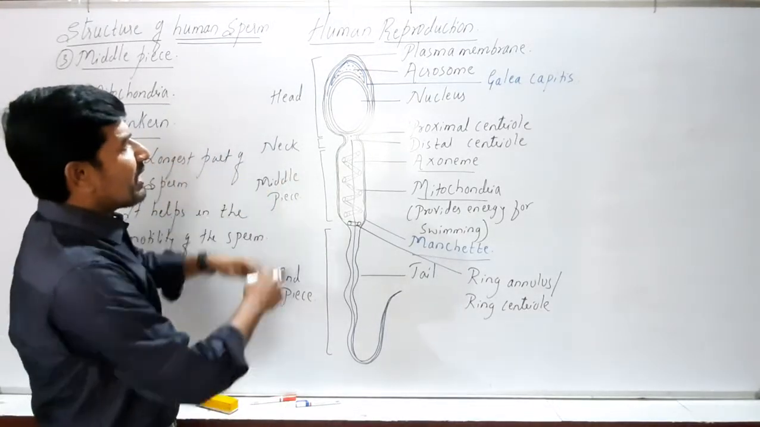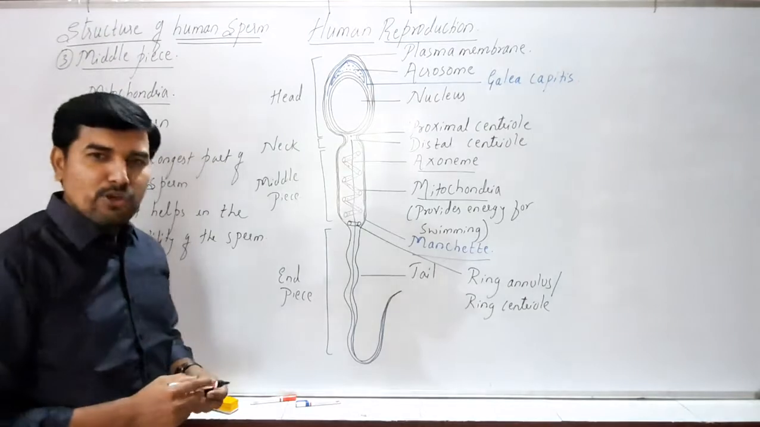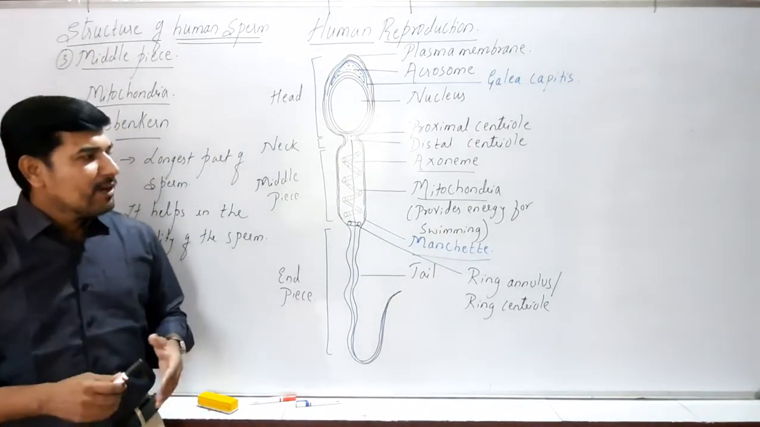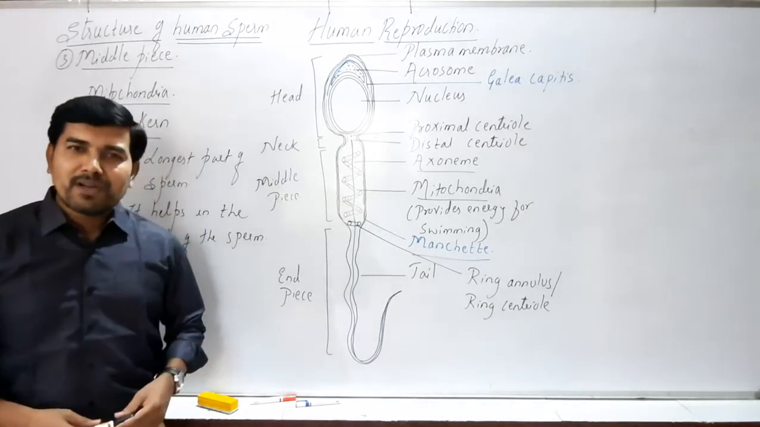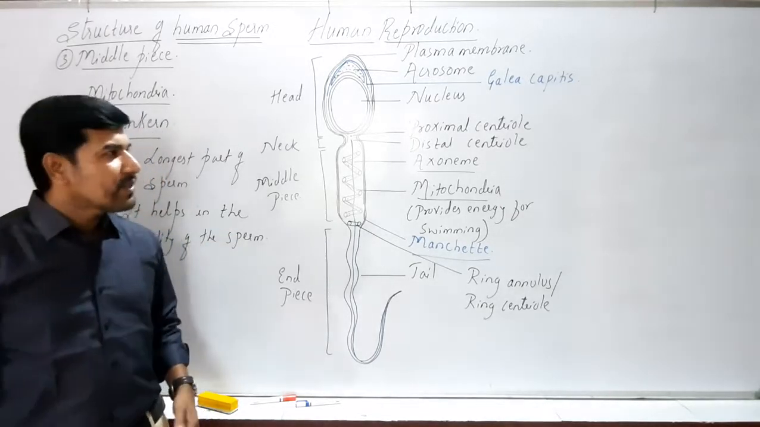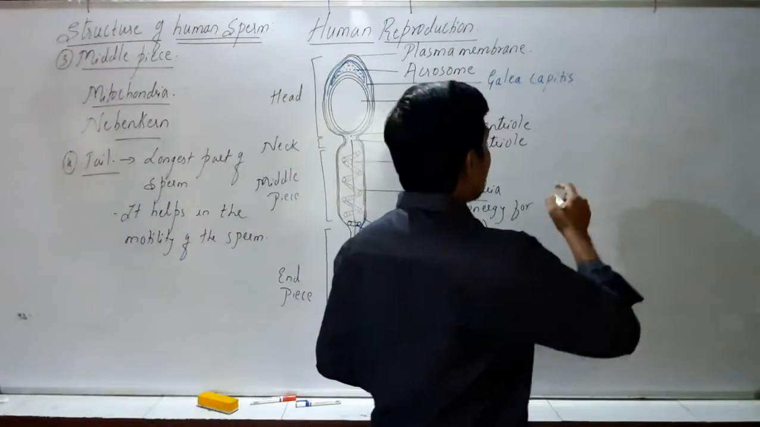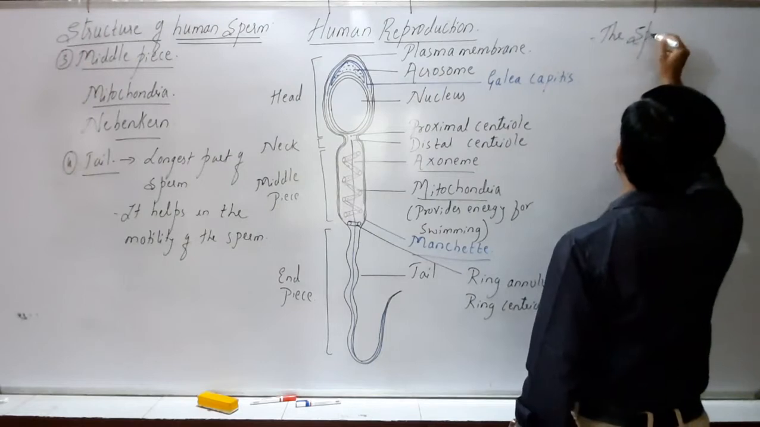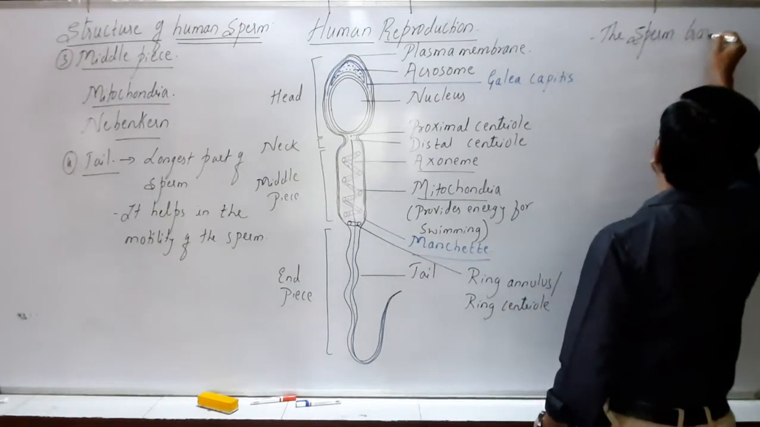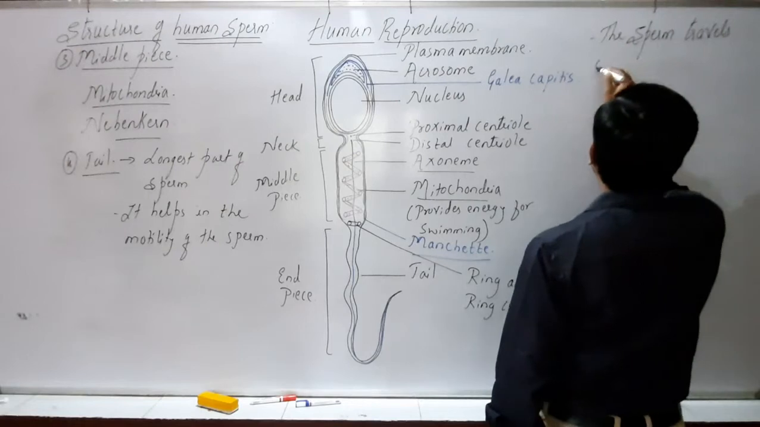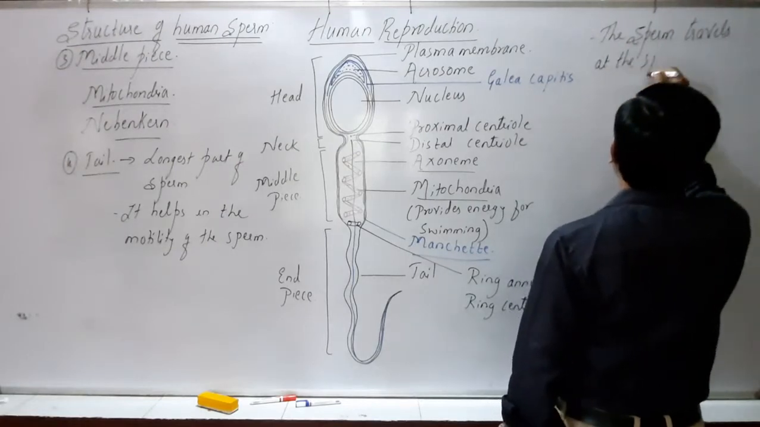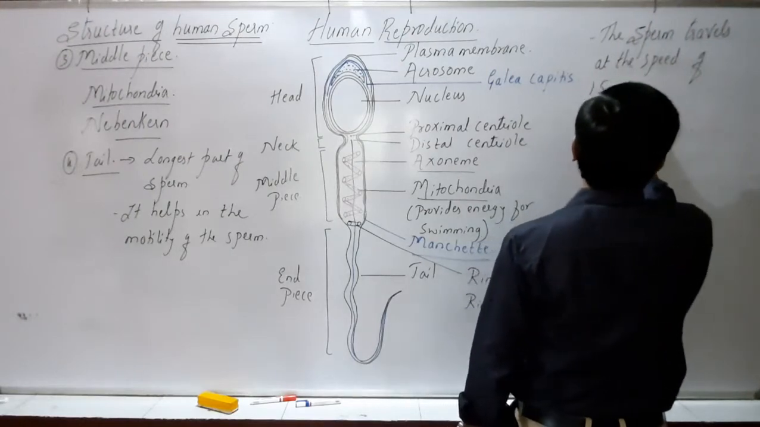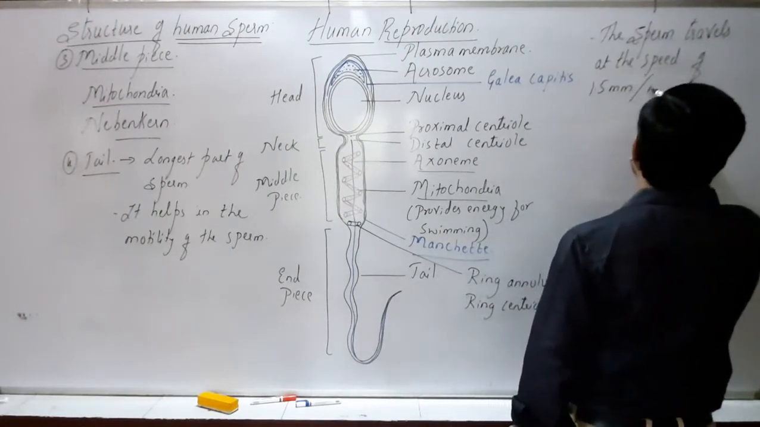Okay. So this is regarding the parts of the human sperm. Now, let us see at what speed the sperm travels in the female reproductive system. If we look at its speed, the sperm travels at the speed of 1.5 millimeter per minute.